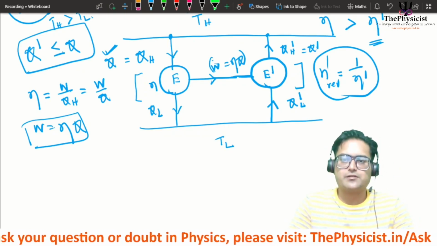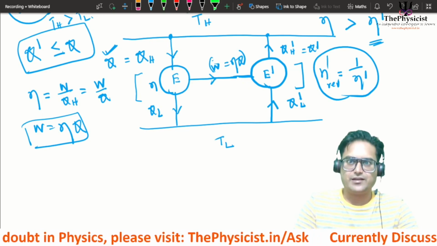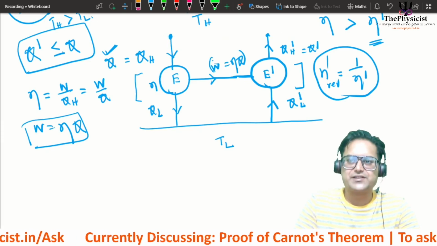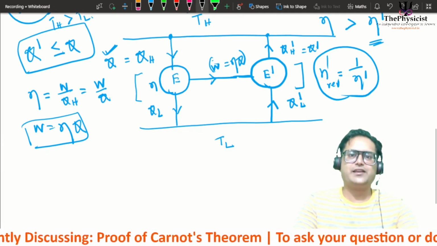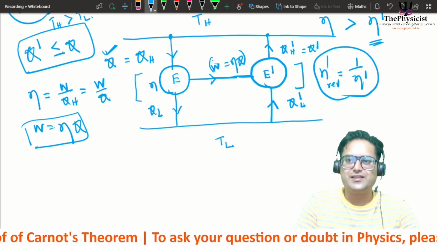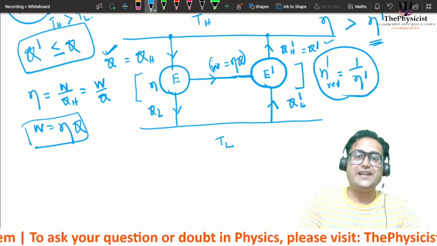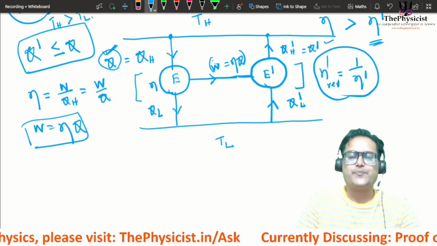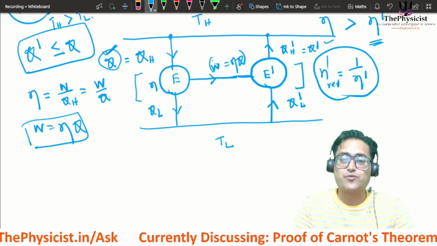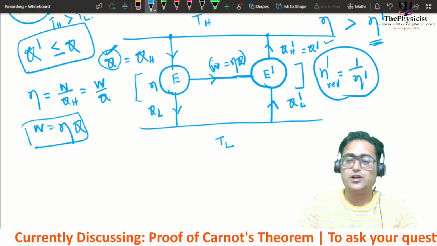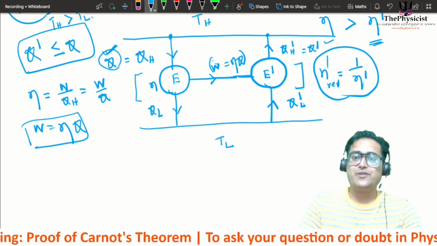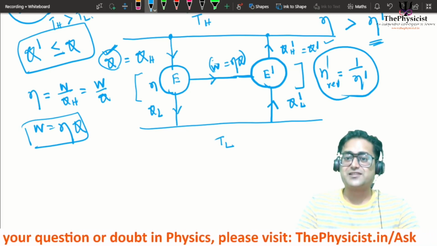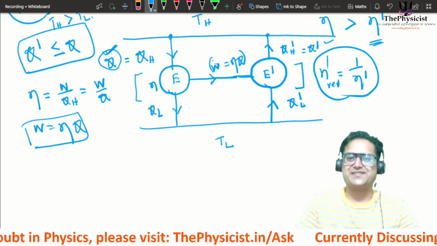Now let's focus on the other engine, E dash, right? We need to find the relation. We need to express Q dash in terms of Q. Only then will we be able to compare them, right? So now the same work, which is the output from the first engine, is the input to the second engine working in reverse. And we know the efficiency of this engine E dash, which is working in reverse, is basically 1 by eta dash, right?